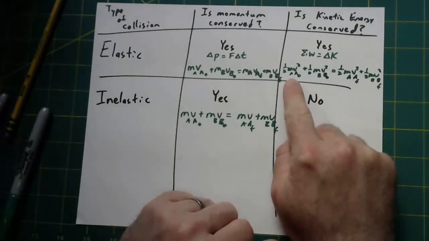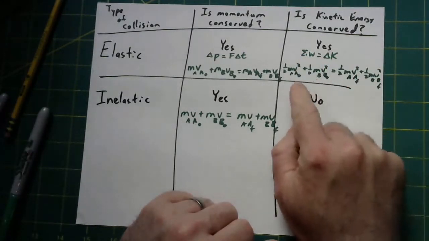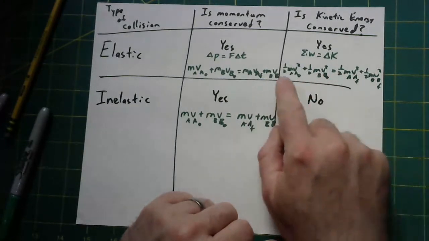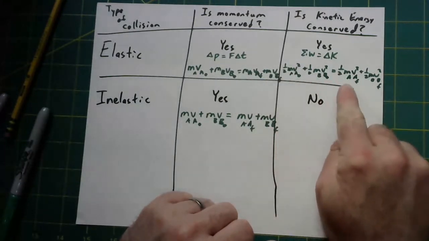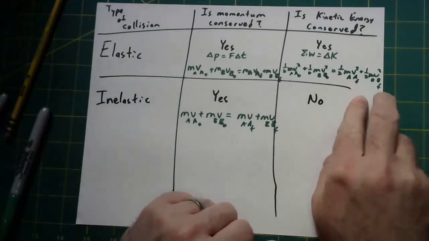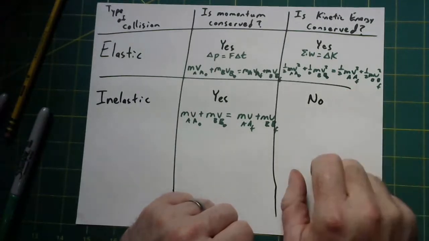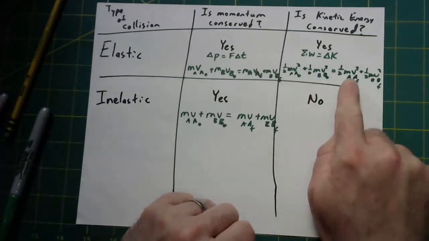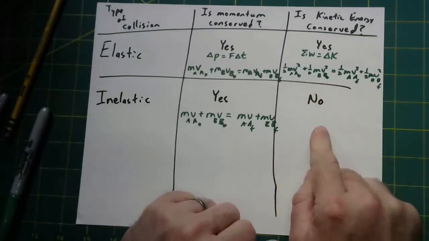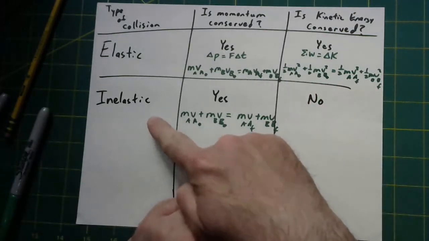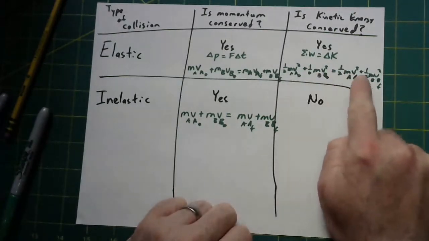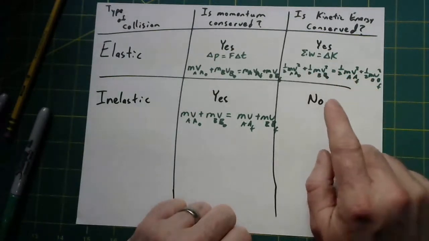Adding up all the kinetic energies, the 1/2 mv squared plus 1/2 mv squared of all the parts before. If I had more than two parts, I'd have more than two terms, equals all the kinetic energies of all the pieces afterwards. So we're just putting in the final velocities instead of initial velocities there. That gives you another equation you can use to help solve. But for an inelastic collision, you can't write this equation. The kinetic energy is not conserved.